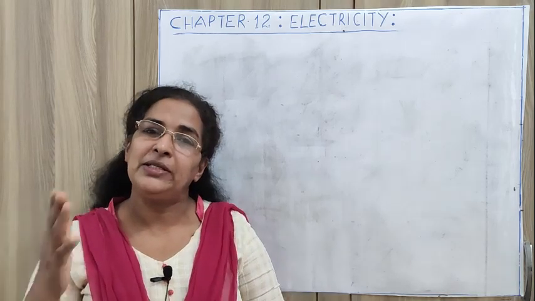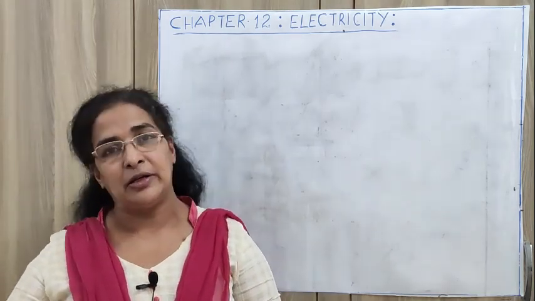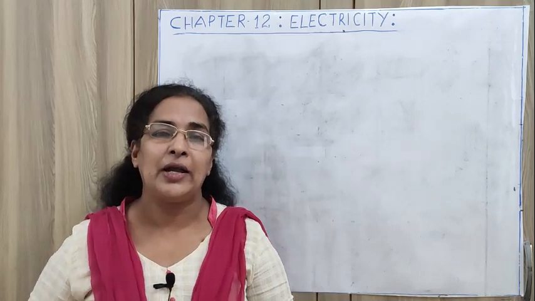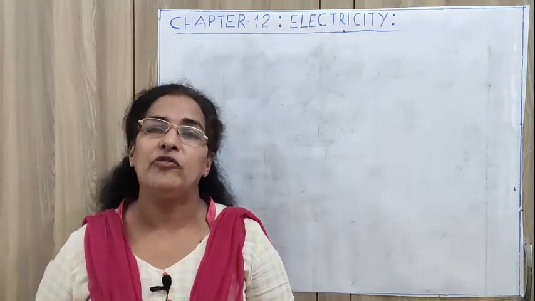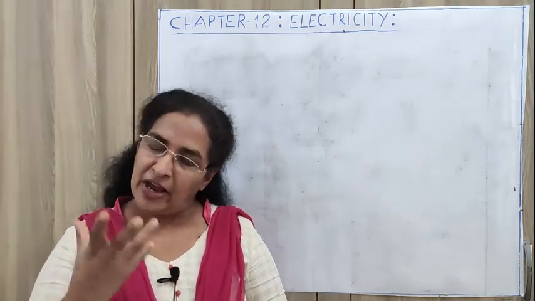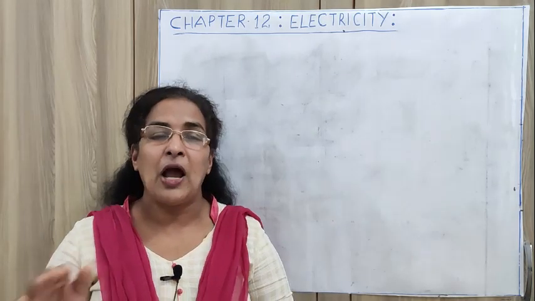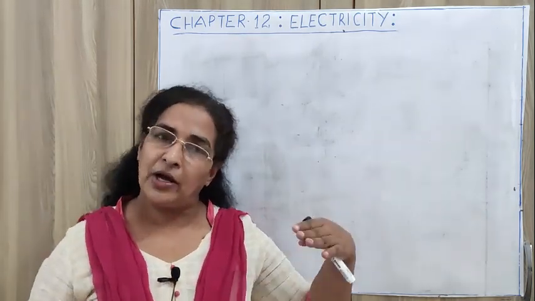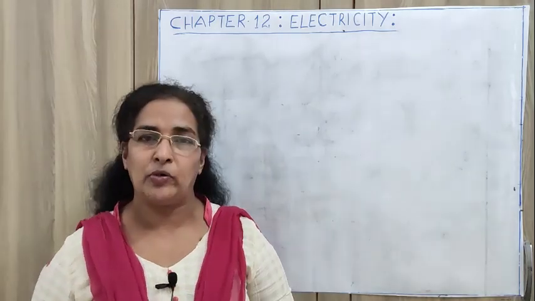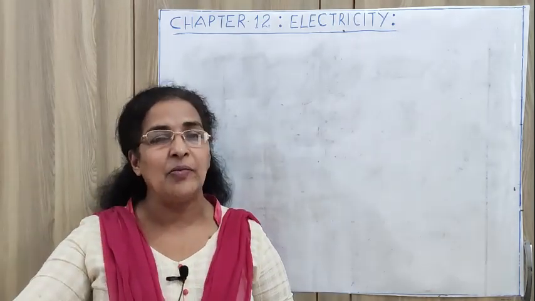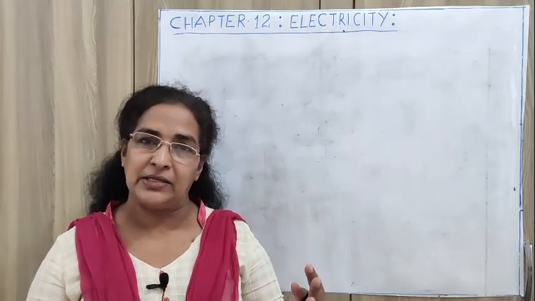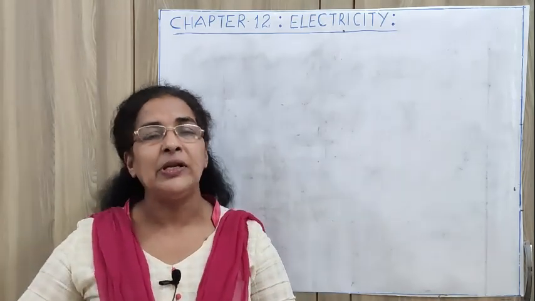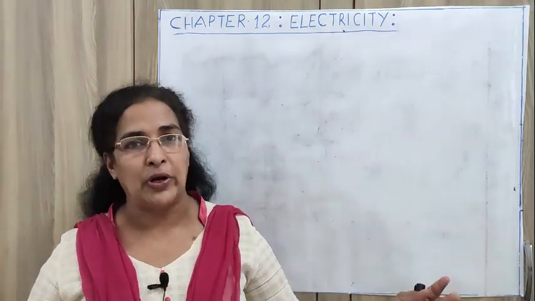Fuse melting means it is breaking the circuit. So the circuit and all the components in that circuit will be safe. So a 5 ampere fuse means up to 5 ampere current, that fuse will be able to conduct. Current will be passing through that fuse wire also. But if more current is coming, that fuse wire will melt. While the fuse wire is melting, the circuit is broken.